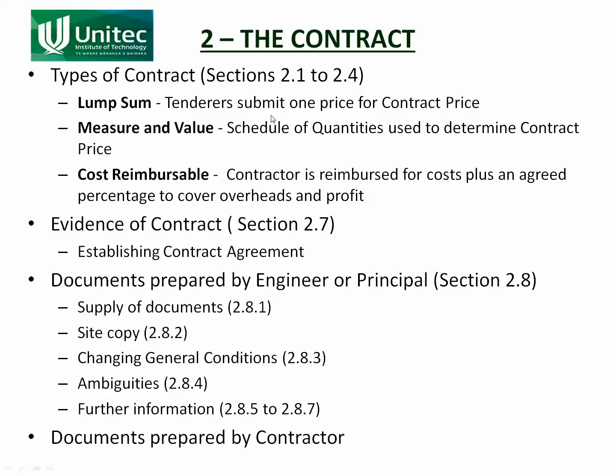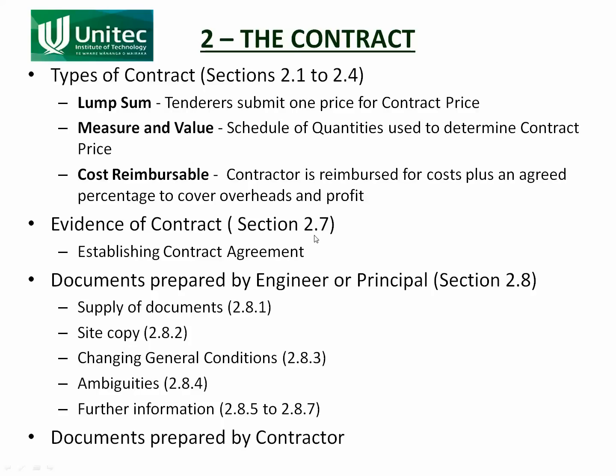So the lump sum is where the tenderers submit one price for the contract price, and that is what they get paid. It doesn't matter if the quantities vary at all, they get paid what they submitted, that one lump sum. Measure and value is where your schedule of quantities is used to determine the contract price. So if the quantities vary, then the contractor gets paid more or less according to how the quantities vary. And then there's cost reimbursable, where the contractor is reimbursed for his costs plus a margin to cover his overheads and profit. We'll talk about these more later on.